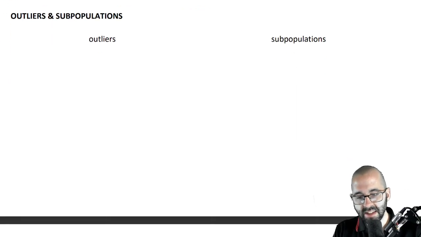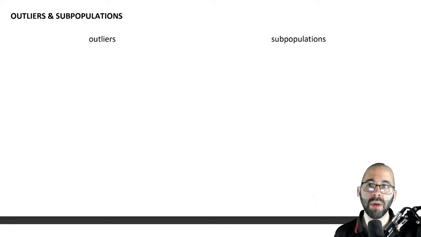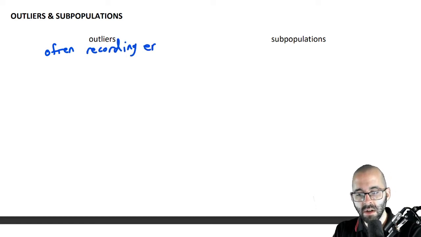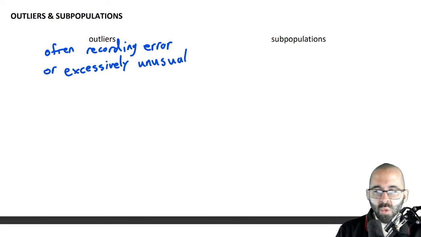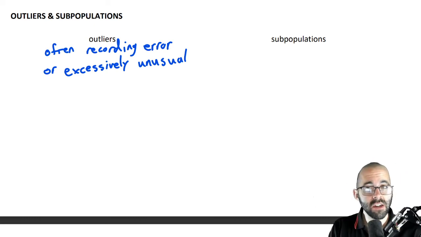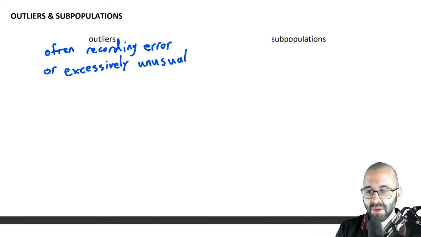So the last thing I want to mention for this video is outliers and subpopulations. Outliers are often maybe a recording error, or sometimes just excessively unusual. We'll talk more about what it means to be an outlier and how to find outliers in future videos, but in general, that's something to be aware of.